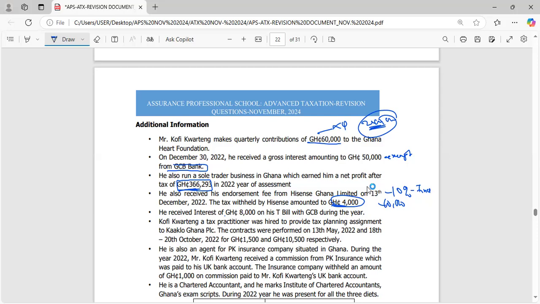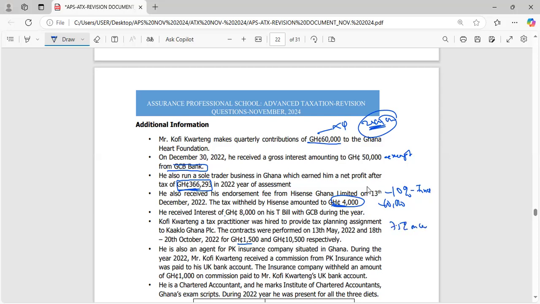From tax. Kweku Kwatin, a tax practitioner, was hired to provide tax planning assignment to Kaklu Ghana PLC. The contracts were performed on 13th May 2022 and 18th to 20th October 2022. So 1,500 and 10,500 were received respectively. The contract sums are 1,500 and 10,500 respectively. This is in respect of withholding tax on service. Service is 7.5% on account.